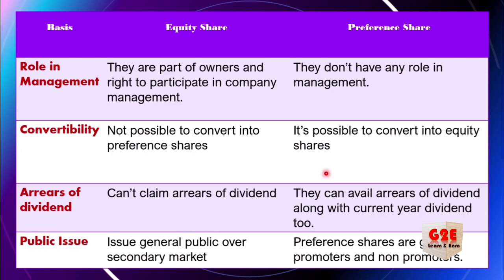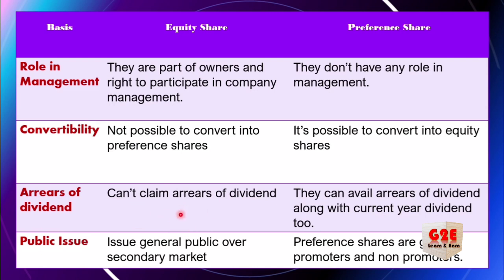Okay, and arrears of dividend. What is arrears of dividend? I told you an example from the beginning. Suppose in the first 2 years you do not get any profit, and from the third year you are getting it. The first 2 years you did not get, right? That is called arrears of dividend. Okay, so from the equity shareholder's point of view, they cannot claim arrears of dividend because there is no fixed dividend, right? There is no fixed rate.